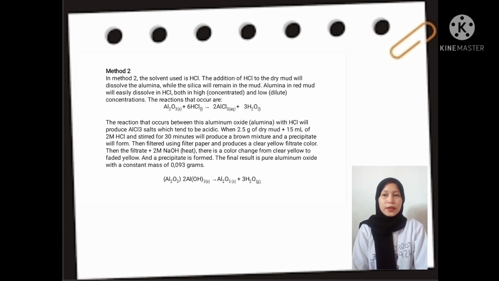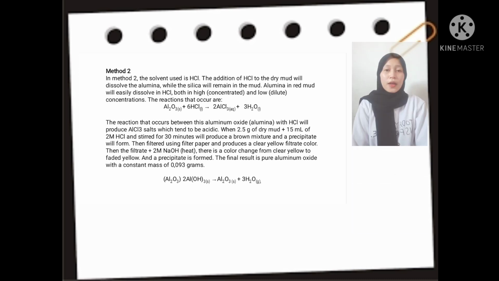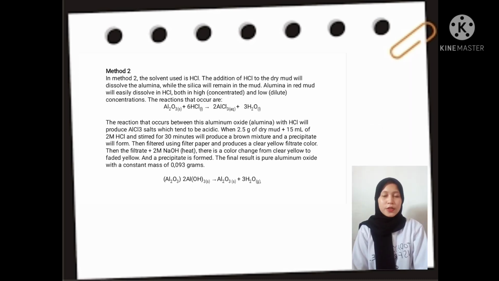In method 2, the solvent used is HCl. The addition of HCl to the dry mud will dissolve the alumina, while the silica will remain in the mud. Alumina in red mud will easily dissolve in HCl, both in high concentration and low dilute concentration. The reaction is Al2O3 plus 6 HCl yields 2 AlCl3 plus 3 H2O.